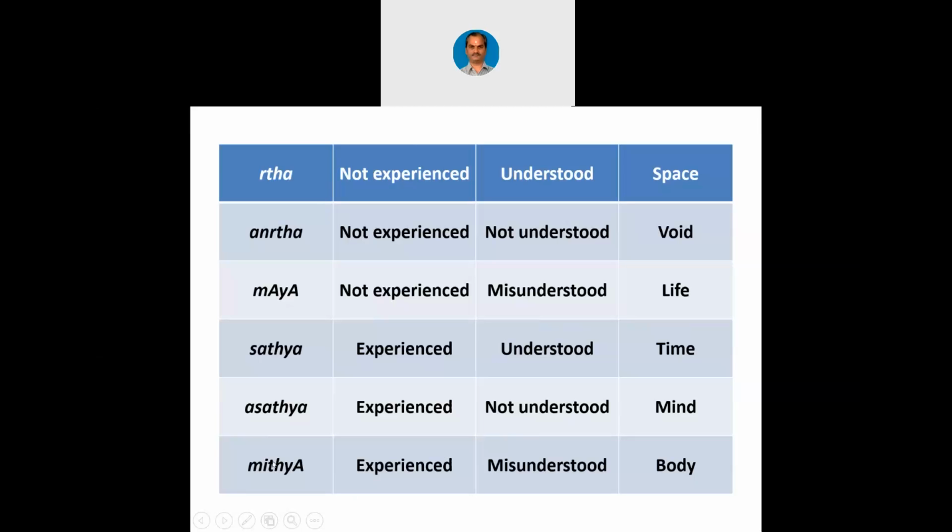Finally, what is mithya? Mithya is experienced and misunderstood. Maya is not experienced and misunderstood. Life is misunderstood as my life and your life. There is nothing called my life and your life. Now, mithya is experienced and misunderstood again, like body. Body is experienced, but body is misunderstood as my body and your body. There is nothing like my body and your body. All bodies are product of nature, that's all. There is nothing called my body and your body.